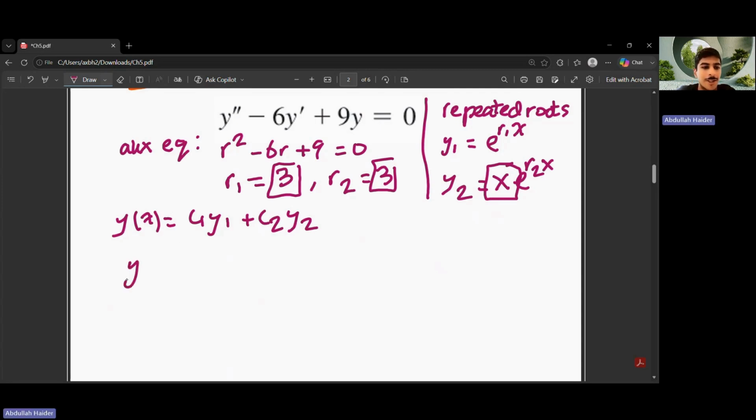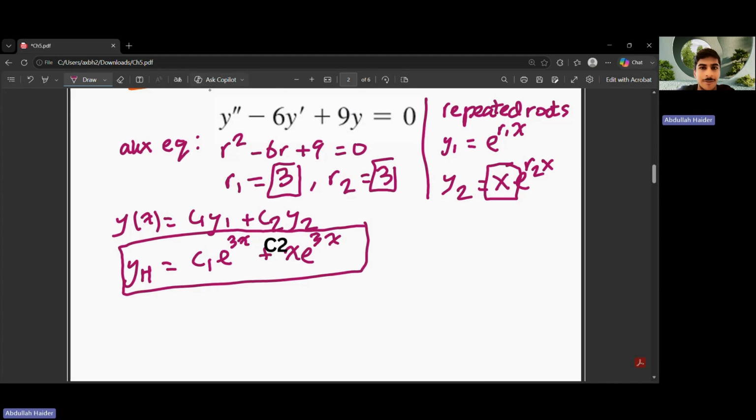So now our homogeneous solution will be c1 e power 3x plus, now we have to put an x. Why? As I said before, we cannot have e power 3x repeated twice. So it will be plus x e power 3x. That is our answer for solving this homogeneous equation.